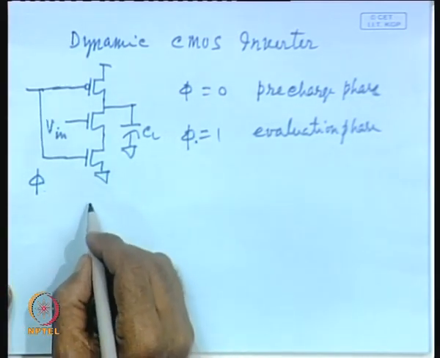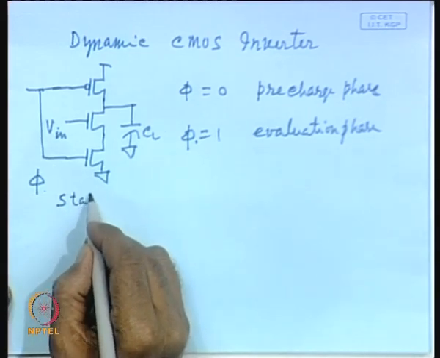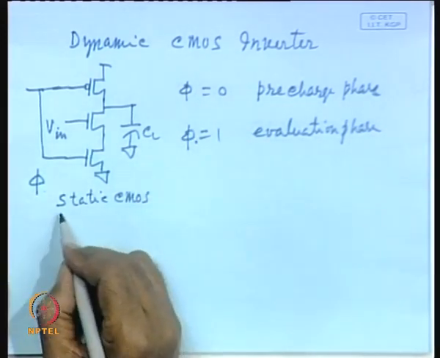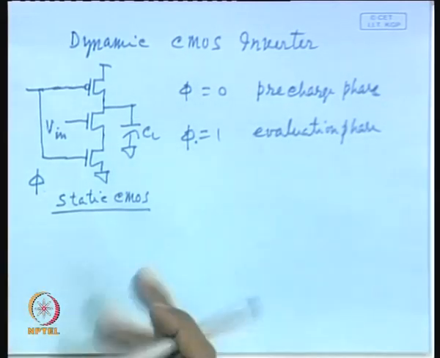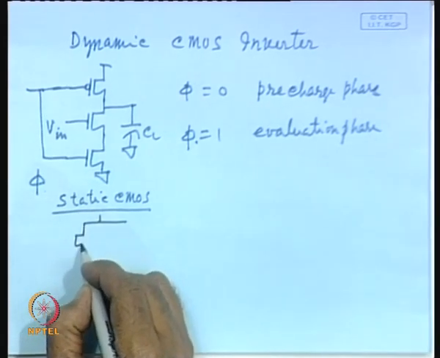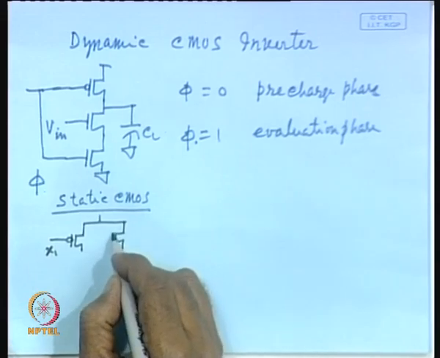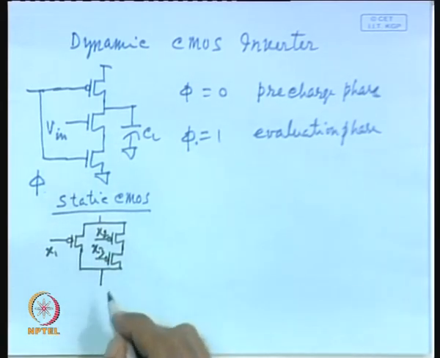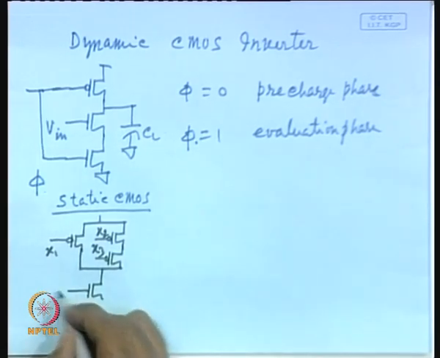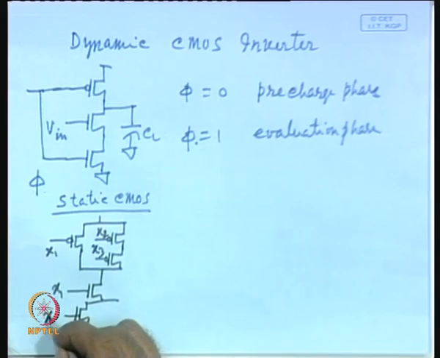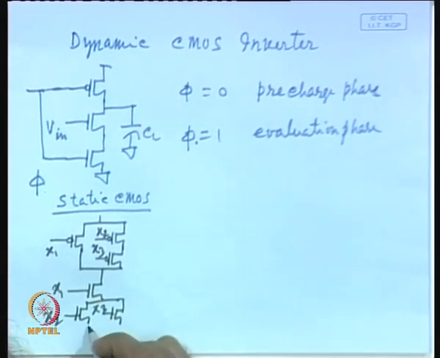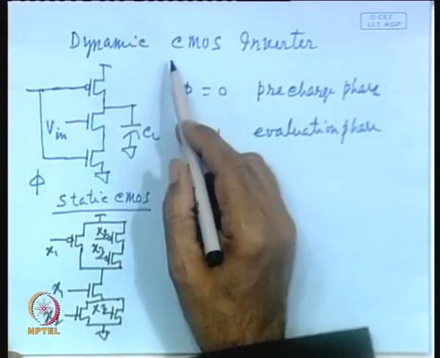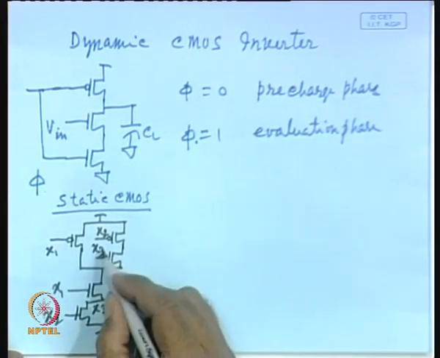Let us consider first of all static CMOS, and we shall consider the realization of dynamic CMOS circuits corresponding to that. Let us assume that it is a little complex circuit. So, you have got say x1, x2, x3, and then you have got x1, x2, x3 connected to ground. So, this is your static CMOS circuit. We want a dynamic CMOS circuit which performs the same function.